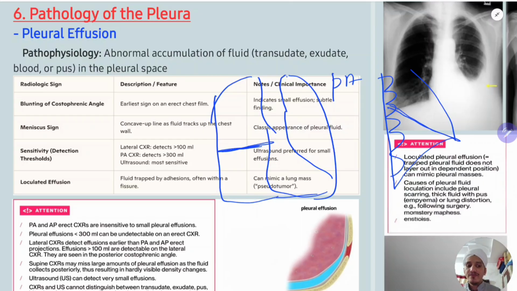So when you see effusion collected in the fissures, you will notice a collection like this in the horizontal fissure in the PA chest X-ray. This is filled like this. And in the lateral chest X-ray, if the effusion is trapped inside the oblique fissure, then you can see this type of accumulation in the lateral chest X-ray. So this is trapping, this is loculation inside the fissure.